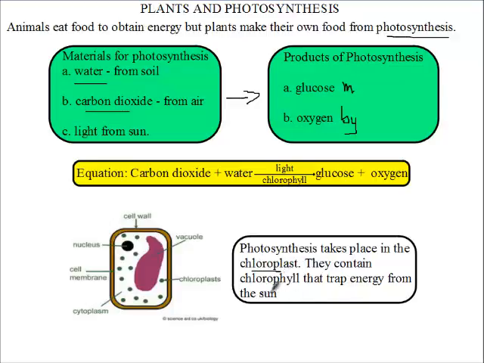The chloroplast contains chlorophyll that traps energy from the sun. So the energy from the sun is trapped, carbon dioxide from the leaves, water from the roots. They combine them and then they produce glucose as our main product and oxygen as our byproduct.